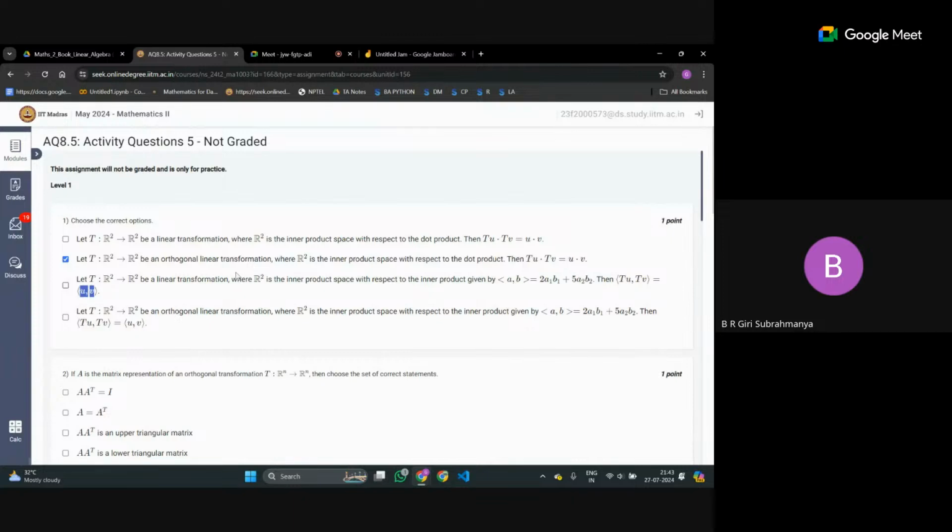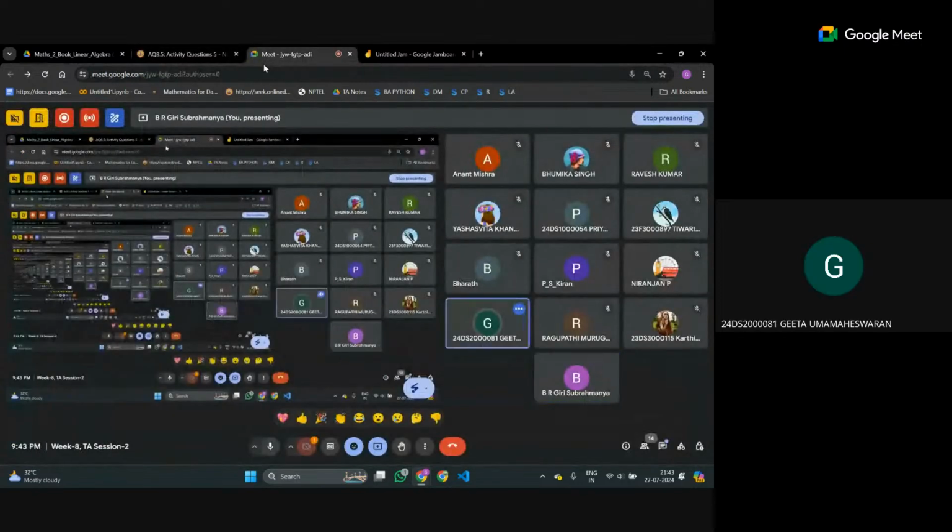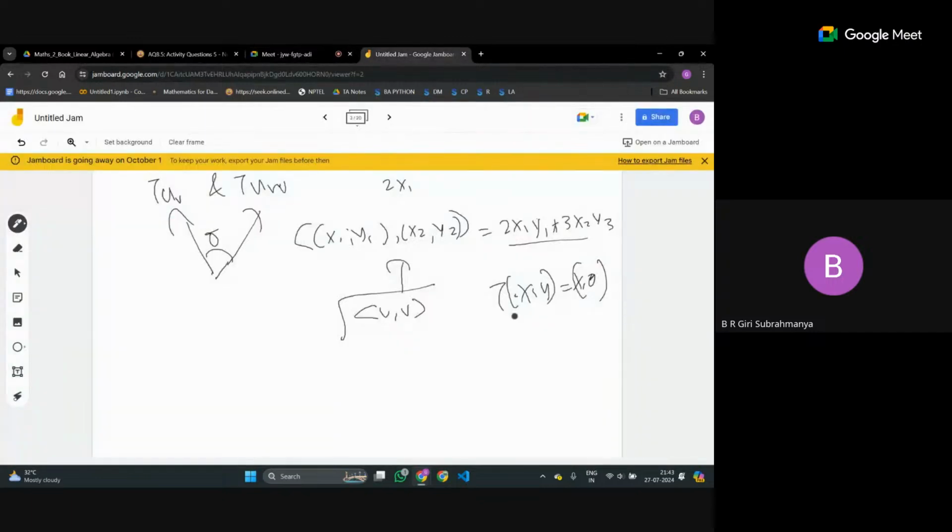Is it true for a linear transformation that this will always be true? Again, not necessarily. You can take this example again: let's say T of xy is equal to x0. Let's take v equal to 1, 1 and u equal to 1, minus 1.